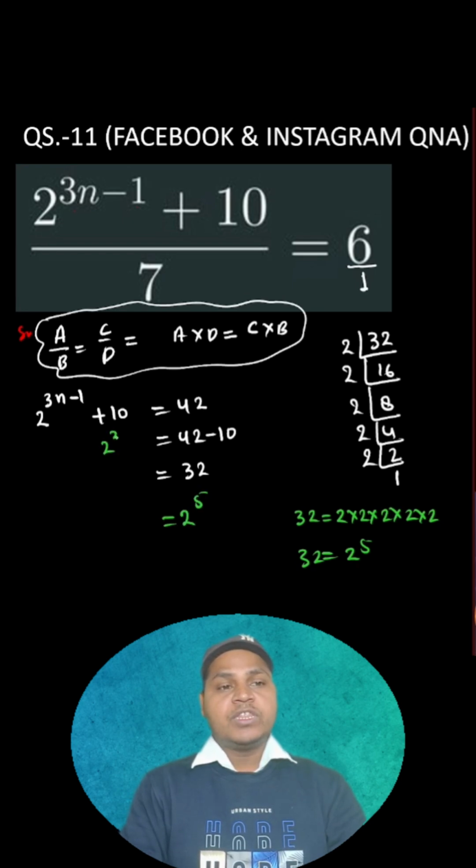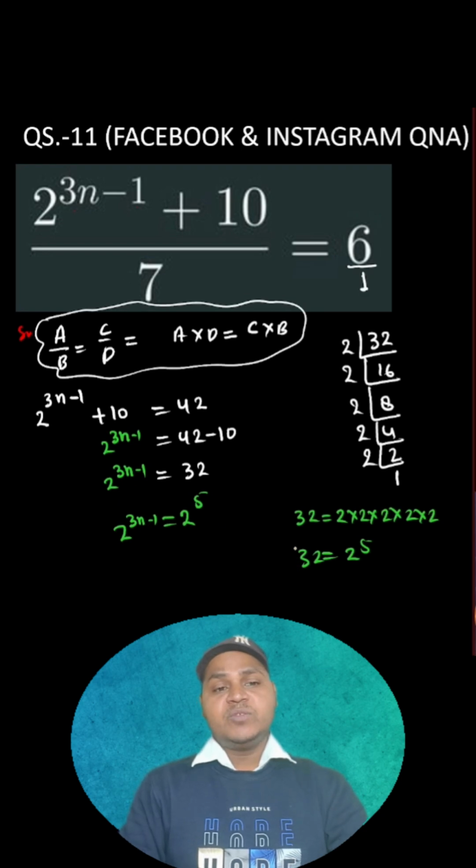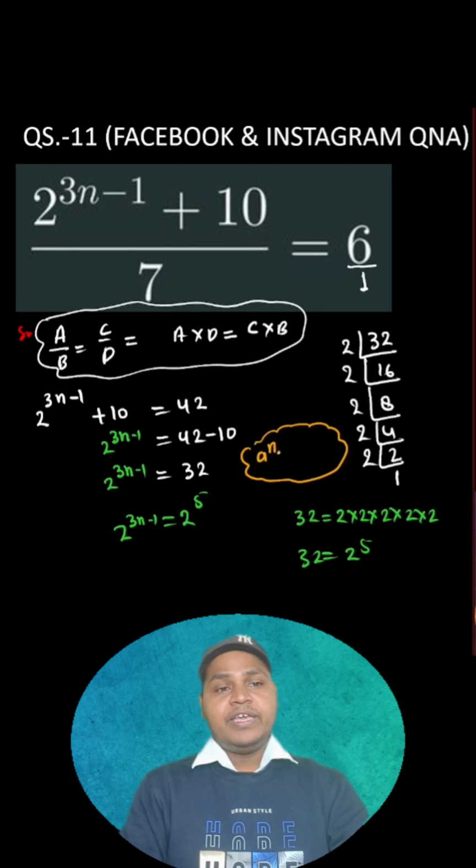And here the other term is 2 to the power 3n minus 1. We know that if the bases are equal, we use a simple formula: if a to the power n is equal to a to the power m, then n is equal to m. According to this concept, here 3n minus 1 is equal to 5.